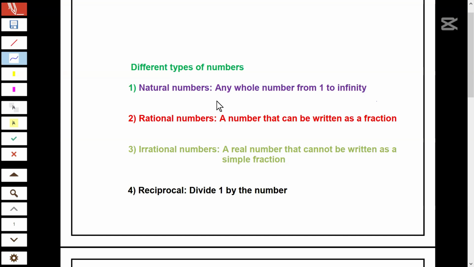In this video, we're going to be discussing the different types of numbers. I'm basically looking at four types of numbers, from natural numbers to rational numbers to irrational numbers, and then reciprocal.